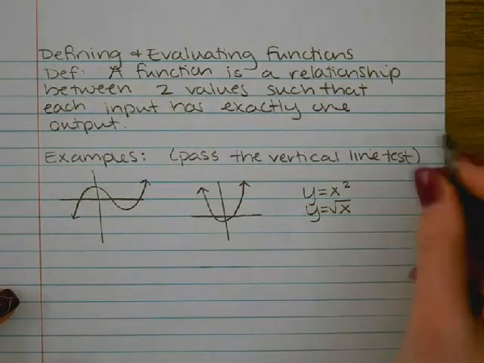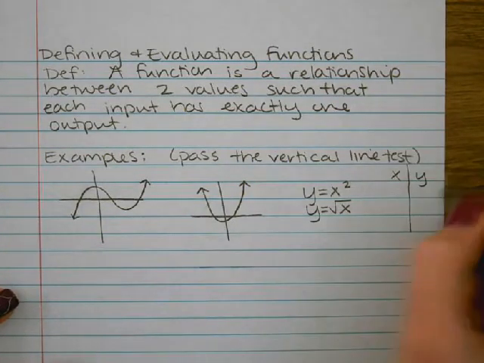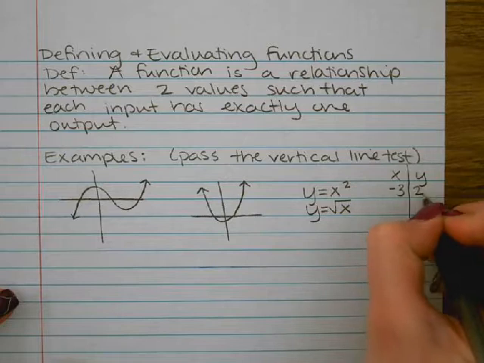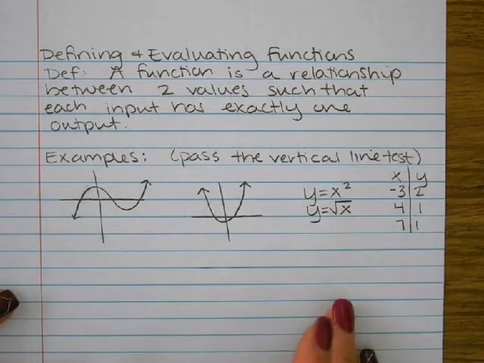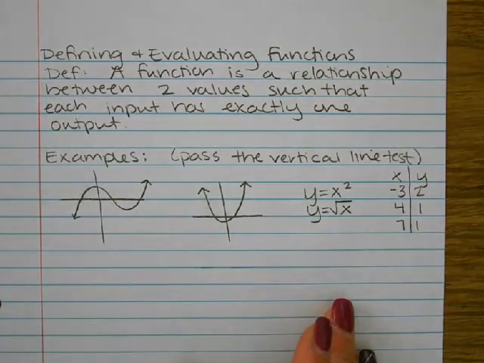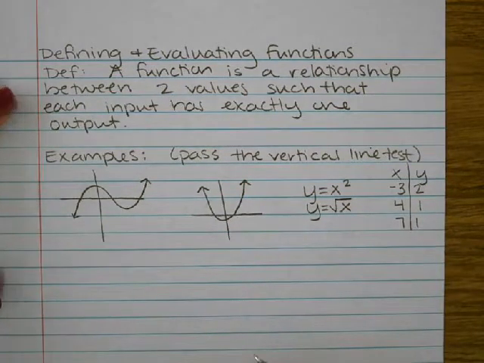Here's another example of a function. We can use tables. So if -3 gives you 2, and 4 gives you 1, and 7 gives you 1. So a function is going to give you a predictable value. Every single time you plug in 4, you're going to get 1. There's no question that's the answer you're going to get.